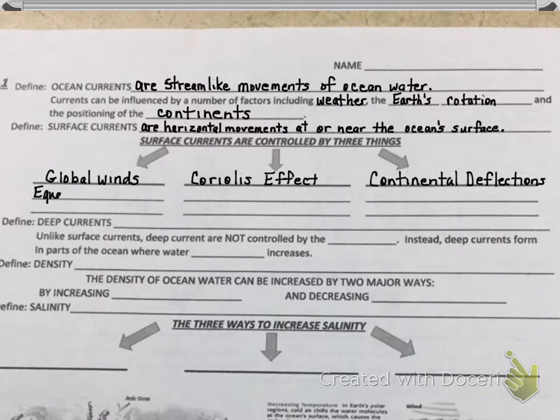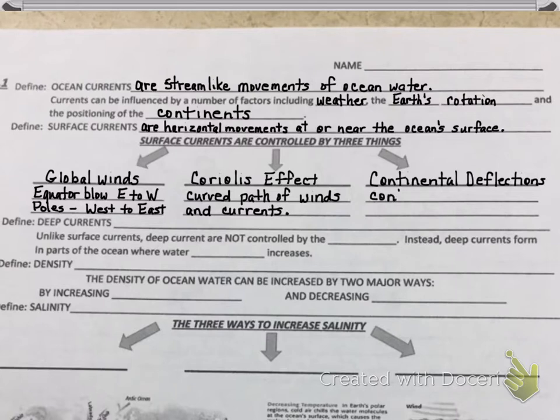Okay, with global winds, at the equator, the winds are going to blow from east to west. And at the polar regions, or the poles, winds will blow from west to east. With the Coriolis effect, remember this is the curved path of winds and currents. So this is what gives the winds and the currents both that curved line rather than a straight line. And with continental deflections, this is when the currents have to change direction because they ran into a continent.